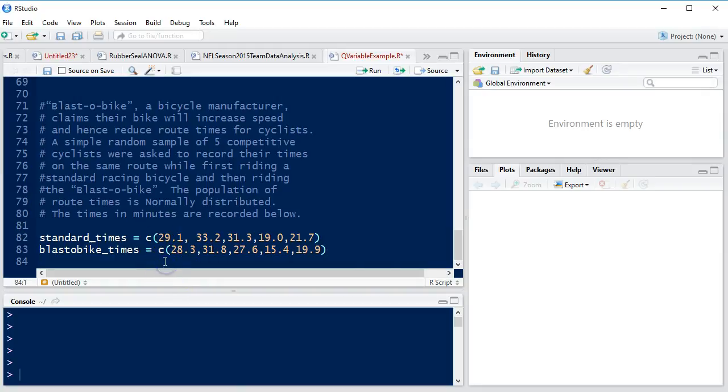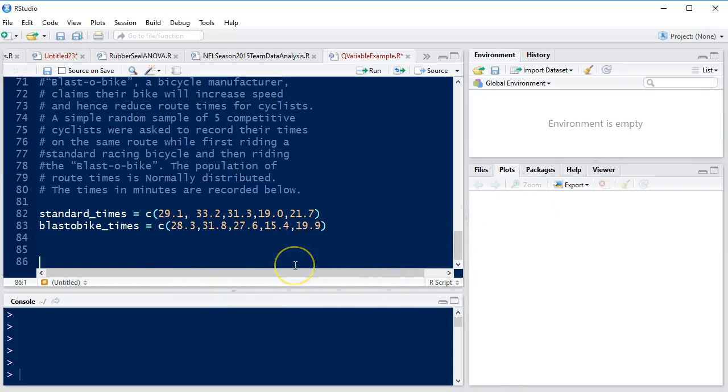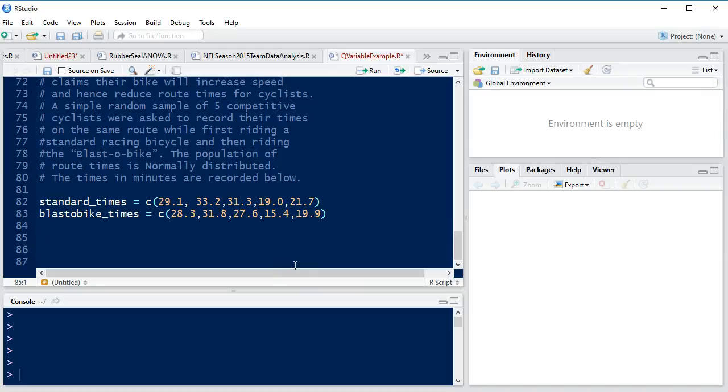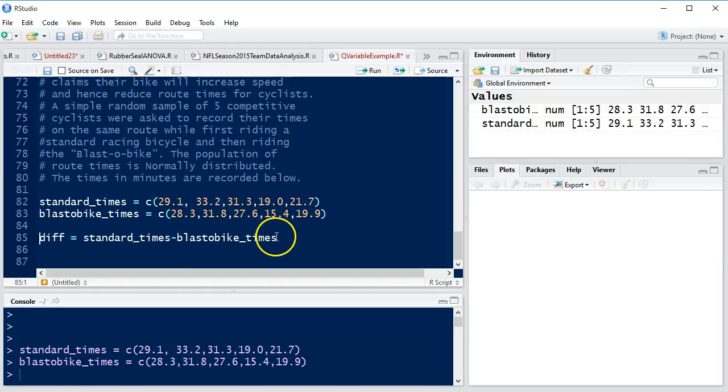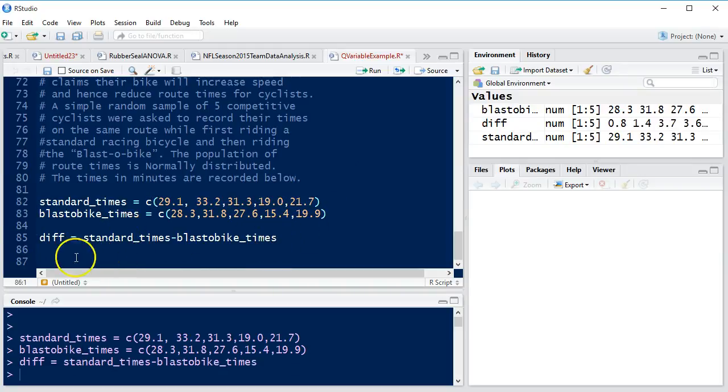So the first thing that we should do is take the differences between these 2 times. So we can do this by creating a new vector called diff. And this is equal to standard times minus Blastobike times. And so I first need to run in standard times and Blastobike times. Then if I run in diff, I get a new vector called diff. It shows up over here.